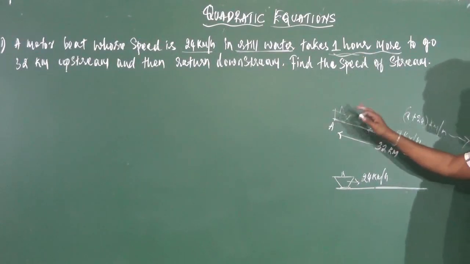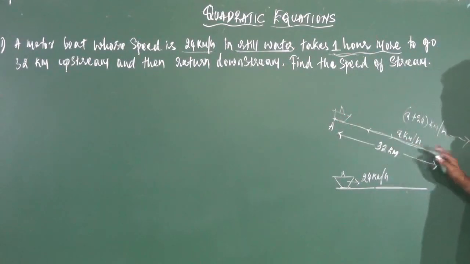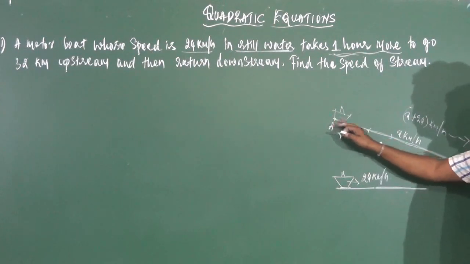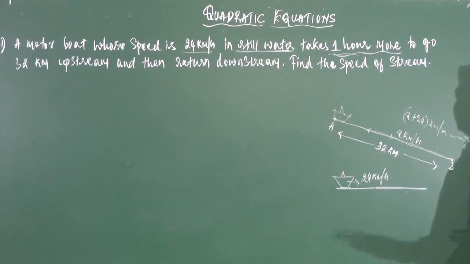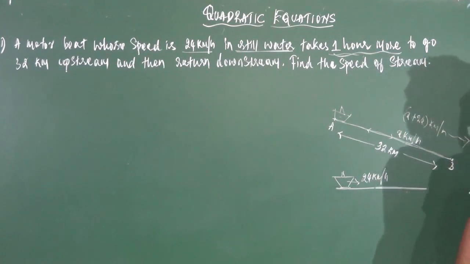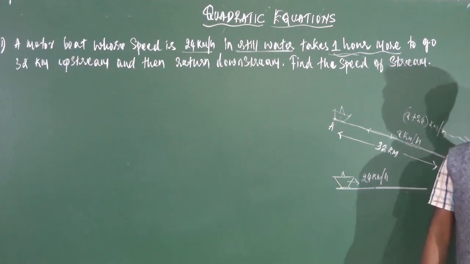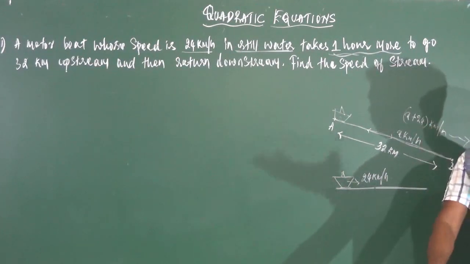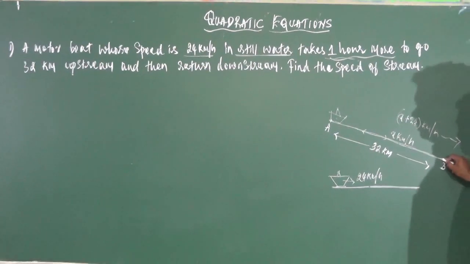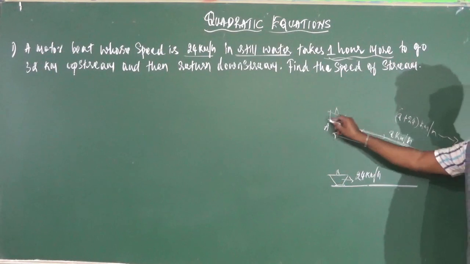Now as the speed of the boat is more than its original speed, the time taken by the boat to come from A to B will be less, because speed is more. As I discussed in the previous sessions, as the speed increases, the time decreases, right? Now let us imagine the boat is at point B. Now it is traveling from B to A.